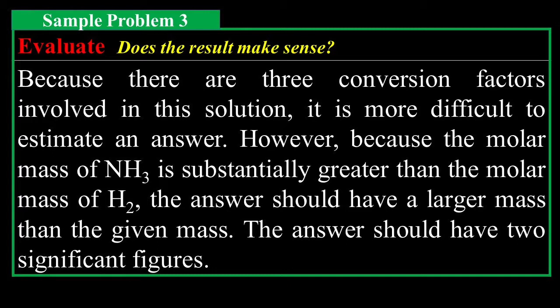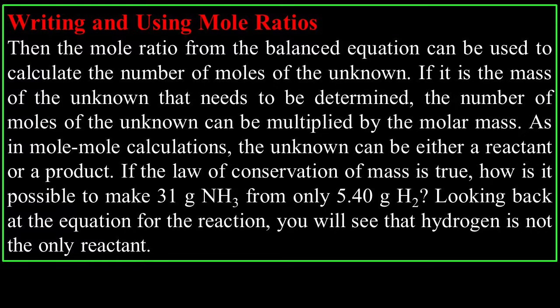Because there are 3 conversion factors involved in this solution, it is more difficult to estimate an answer. It's not more difficult to estimate an answer. Just write it in the stoichiometric masses. However, because the molar mass of ammonia is substantially greater than the molar mass of hydrogen, the answer should have a larger mass than the given mass. The answer should have 2 significant figures. Again, the book continually says that 2 or 3 is just fine.